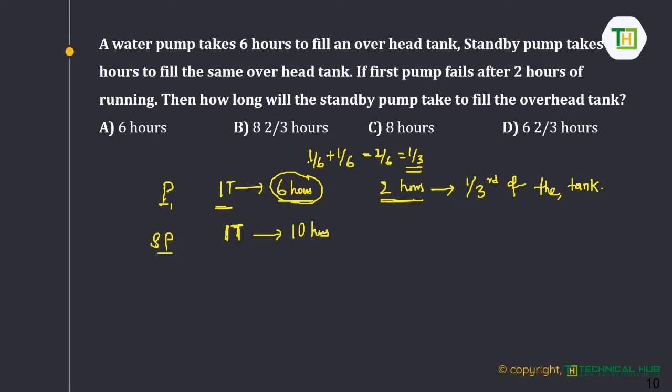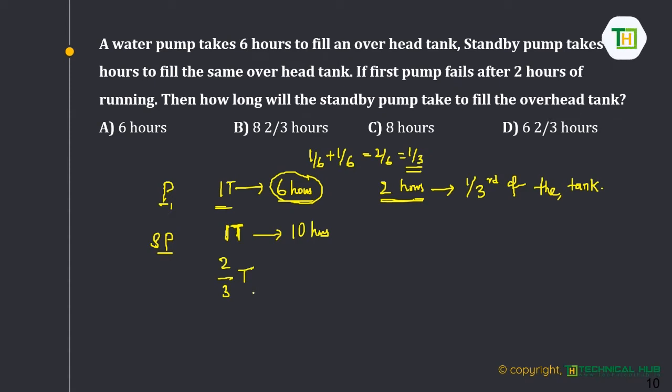Okay. So 6 hours to fill, that means every hour 1/6 plus 1/6 plus 1/6 plus 1/6 like that. For 6 hours, it will fill one complete tank, but it worked for only 2 hours. So that's why 2/6. It can fill only 1/3 of the tank. The remaining is 2/3. Okay. Now 2/3 of the tank is remaining.